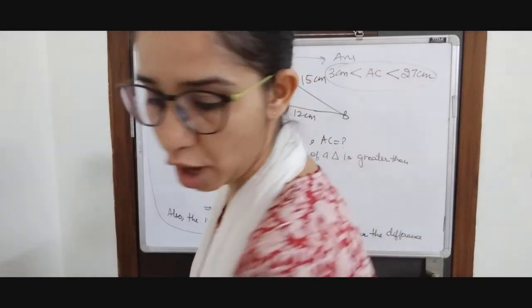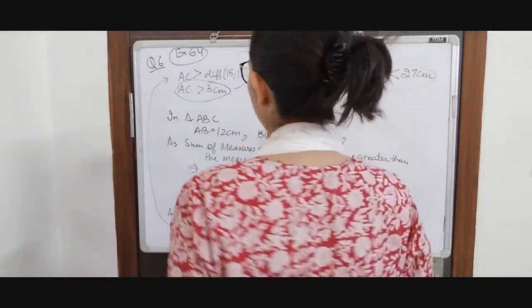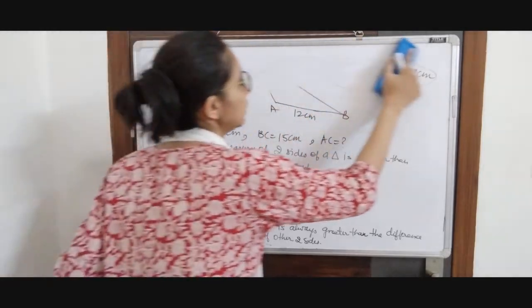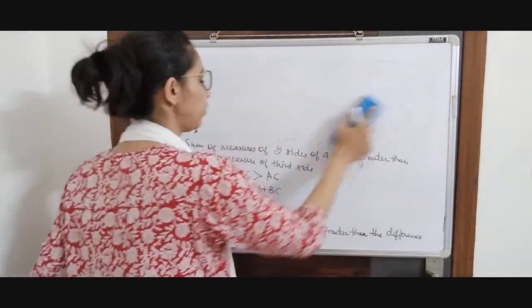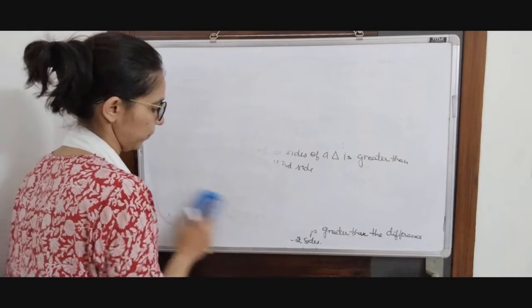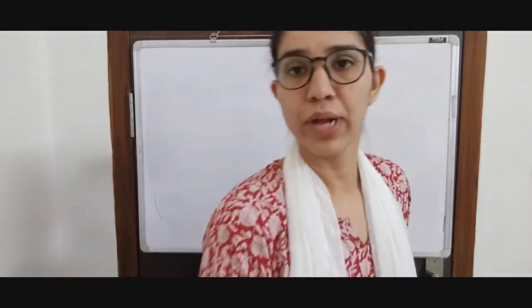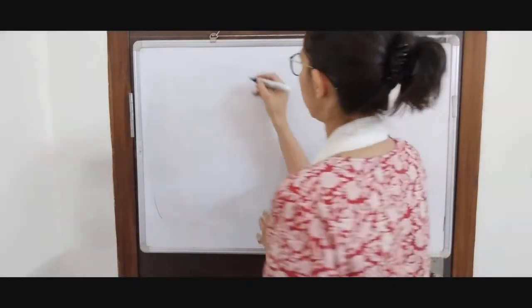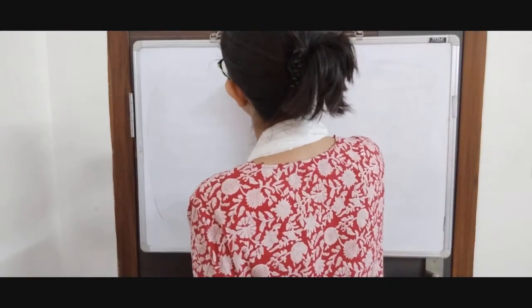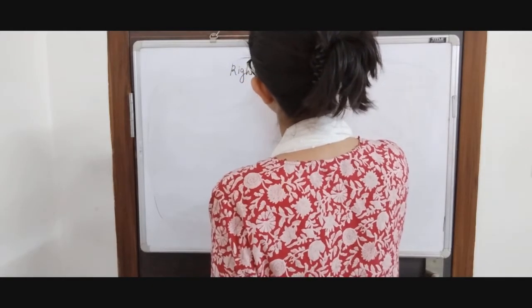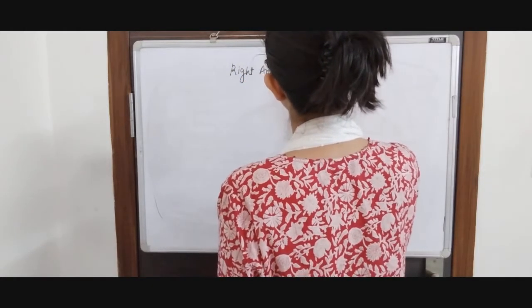Next we have the next topic, which is the right angled triangle and the property related to it.